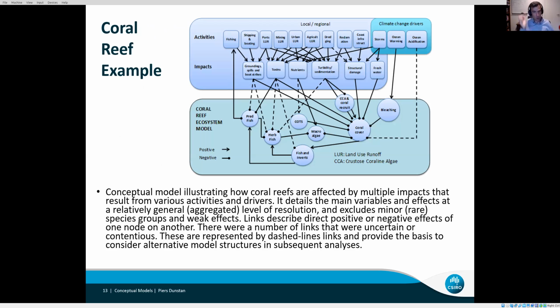This is just a coral reef example that we produced for the Great Barrier Reef as part of the management for that particular system. And we can analyze these models to start to describe the dynamics of how a particular place, a location, might respond to different sorts of pressures. And we can also start to use them as a preliminary form of risk assessment.